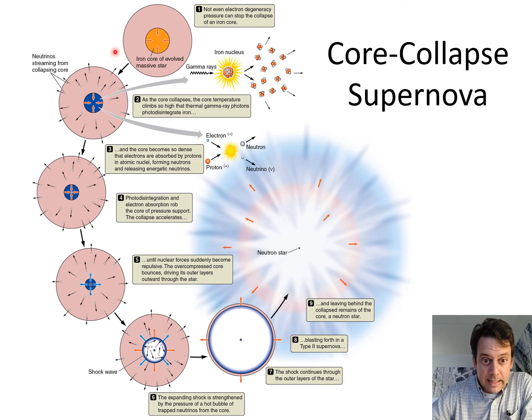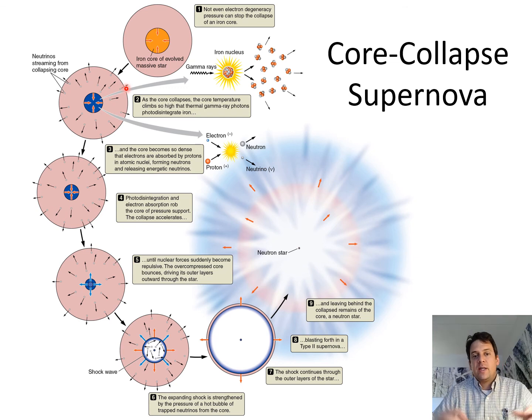As the core collapses, the core temperature becomes so high that thermal gamma ray photons, which means just the gamma rays that are there by virtue of how hot it is, initiate a process that's known as photodisintegration. If you break it down, photo has to do with photons, so it's these gamma ray photons that are initiating the process, and to disintegrate just means that nuclei are being broken up by these photons.